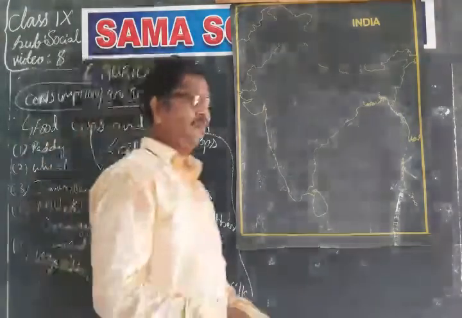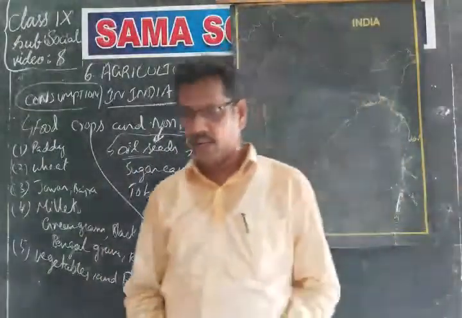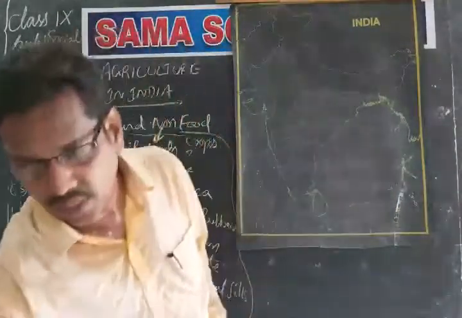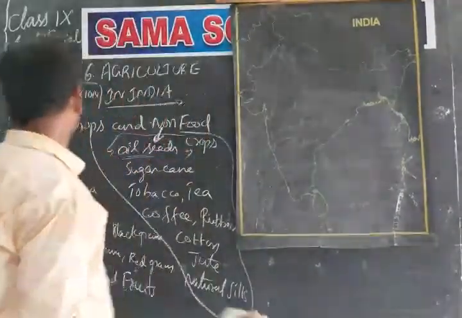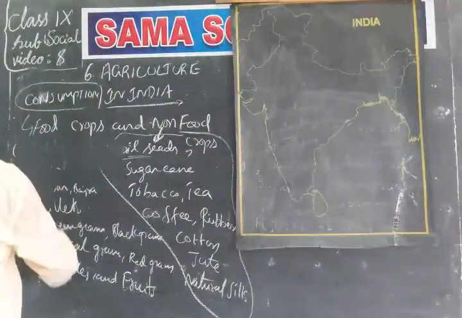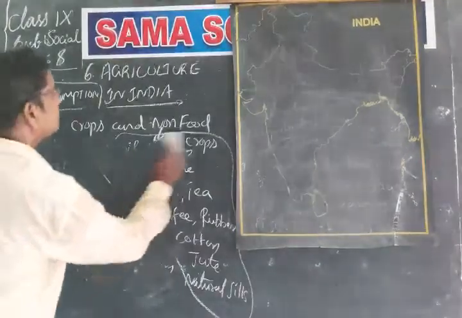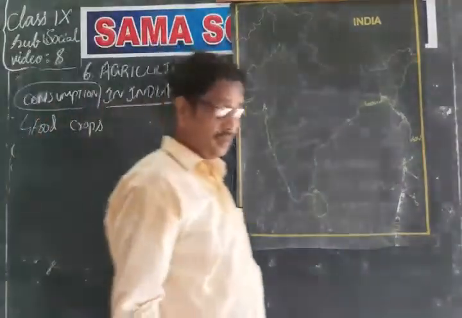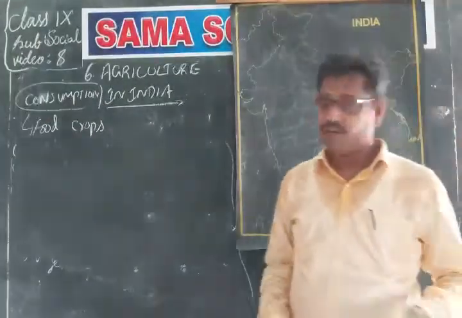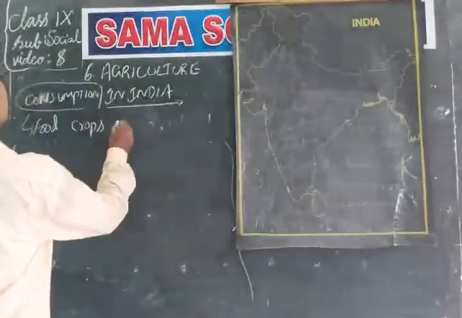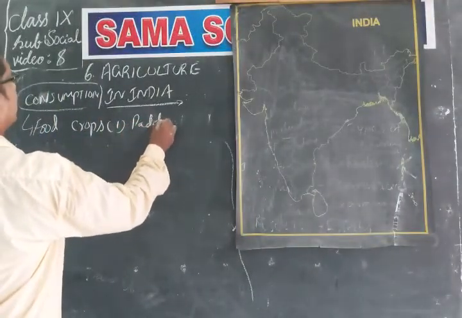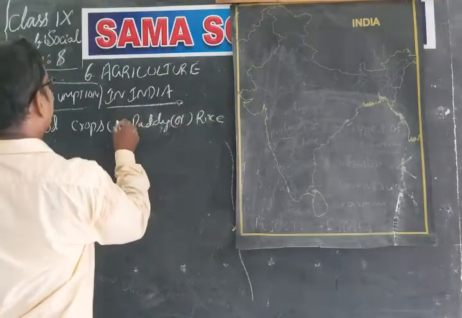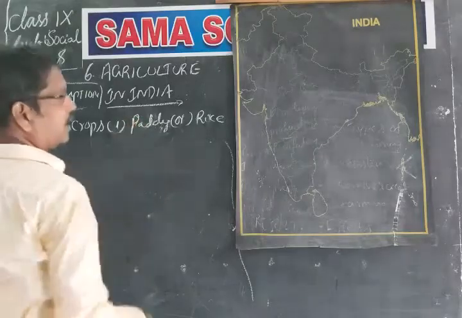Now we discuss what are the different crops that we are rearing and what are the different climate conditions that we require to raise the different types of crops. First of all, we discuss food crops. First of all, paddy, which we also call rice. Paddy means what we use to eat in our regular diet.